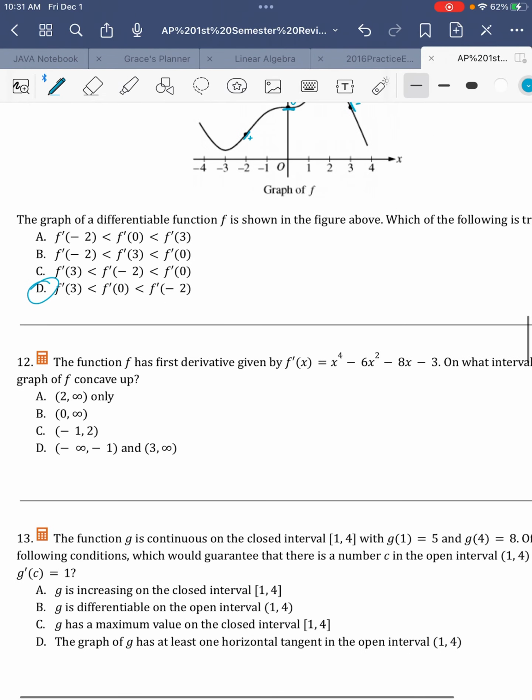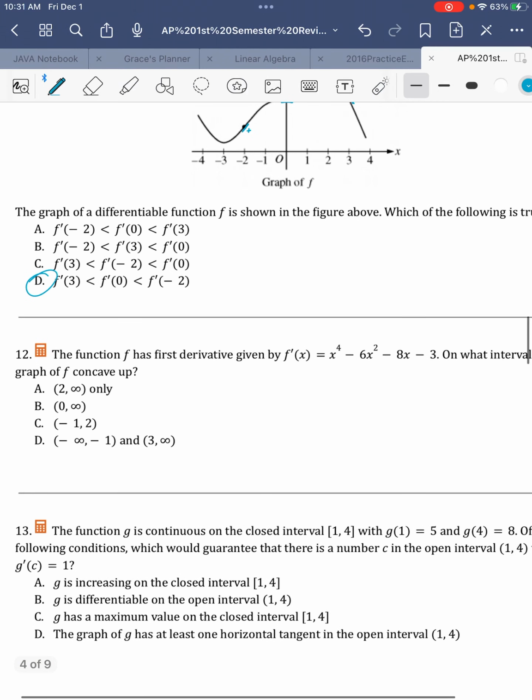Number 12 gives us the function f has a first derivative given by f prime of x equals x to the fourth minus 6x squared minus 8x minus 3. On what intervals is the graph of f concave up? So concavity is typically done with the second derivative. You can use the first derivative, looking at where the first derivative is increasing and decreasing to figure out concavity, but to me it's easier to use the second derivative as much as possible.